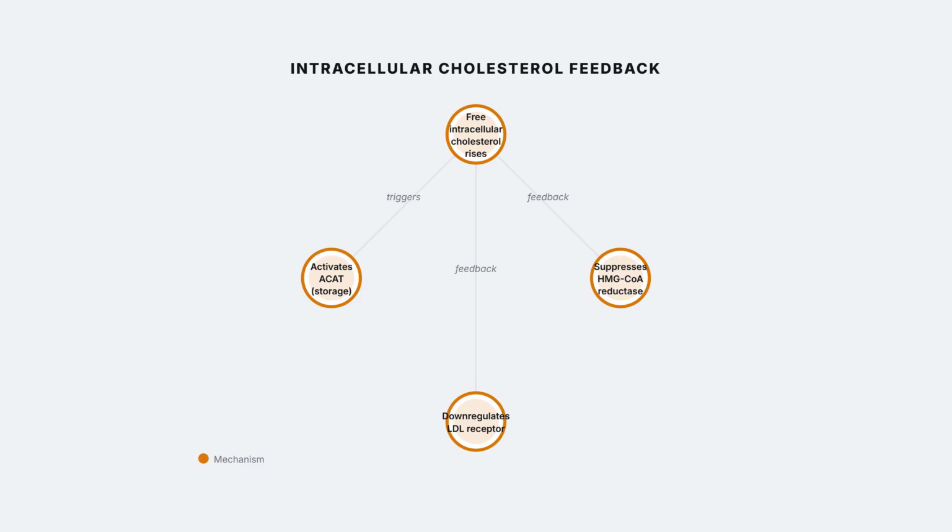Once inside the cell, free cholesterol does three things simultaneously. It suppresses HMG-CoA reductase, the rate-limiting enzyme of cholesterol synthesis. It downregulates further LDL receptor expression, and it activates ACAT to store excess cholesterol as cholesterol ester.